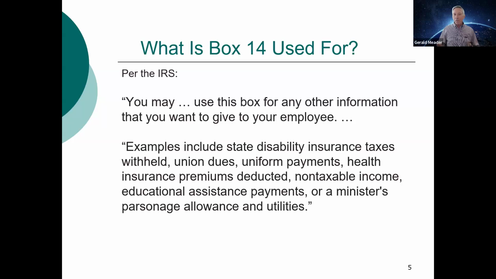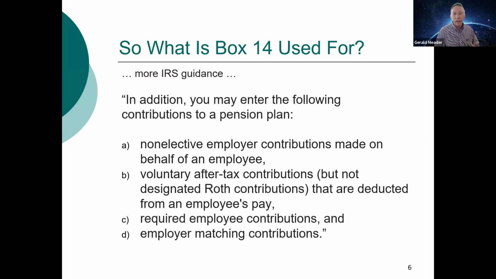Well, the IRS says Box 14 is for whatever the employer wants to tell the employee. They can put in union dues, health insurance premiums deducted, minister's allowances. They can put in things like pension plans. They can put in Aunt Martha's brownie mix, whatever they want to put in there. There's really not a lot of guidance for what they can put in there. And when it comes to pensions, for some states it's very important that that information is in Box 14, but not Ohio. And I'm going to talk a little bit more about that.